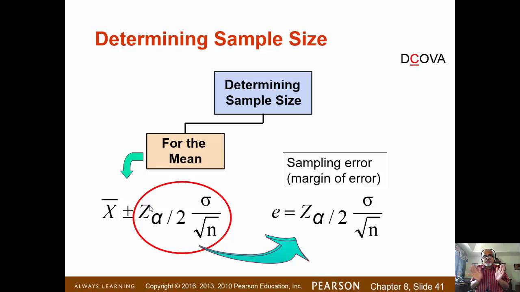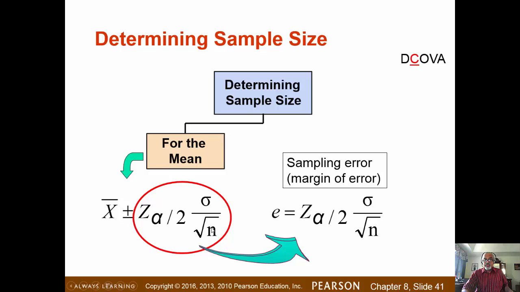So if you want to decrease the margin of error, one could say, well, why don't we decrease the level of confidence we want? But that defeats the purpose, because you want to have a high level of confidence in your confidence interval. So you do want a 95 or 99% confidence level. You don't want to change the confidence level. So what other thing can you do? What other variable affects the size of the margin of error?